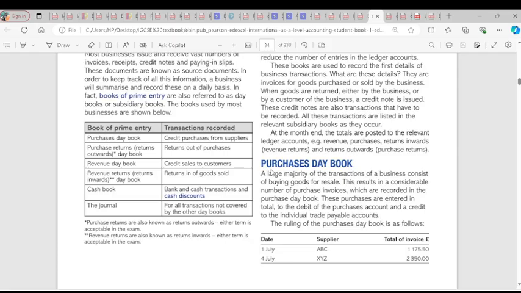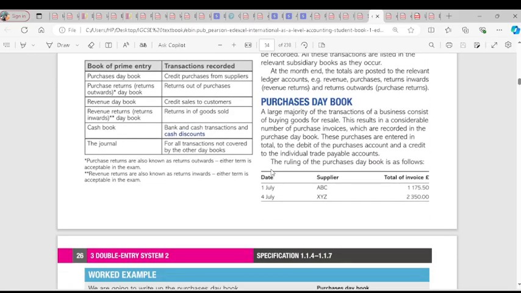The journal. Is it clear? Any question about that? So we have the purchases daybook. For the purchases daybook, this records the buying of goods for resale. It is done through the purchases invoice as a source document.